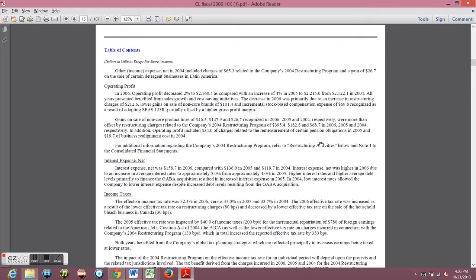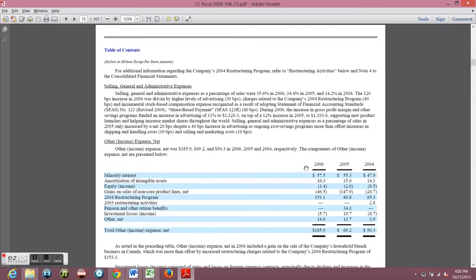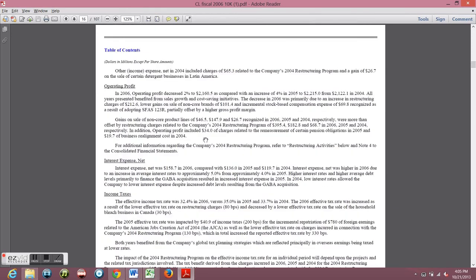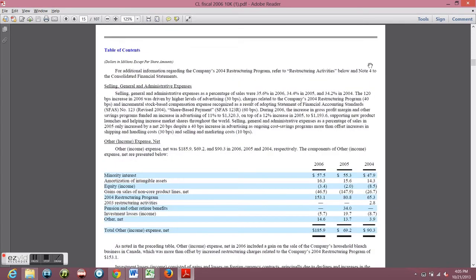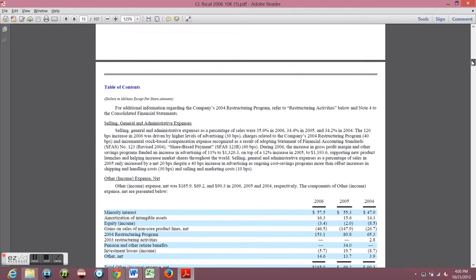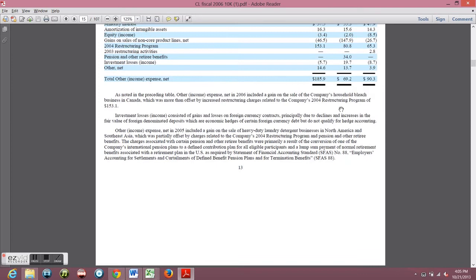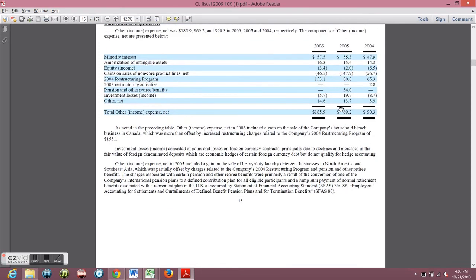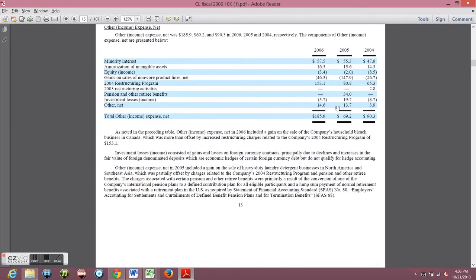Let's see. Yeah, there. On page 13, we have our minority interest in our equity income. Now you'll notice that in equity they have parentheses, income, close parentheses, which means that whatever is in parentheses is actually income, and whatever is opposite is going to be loss.